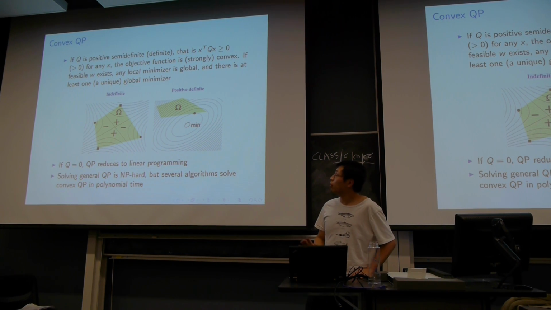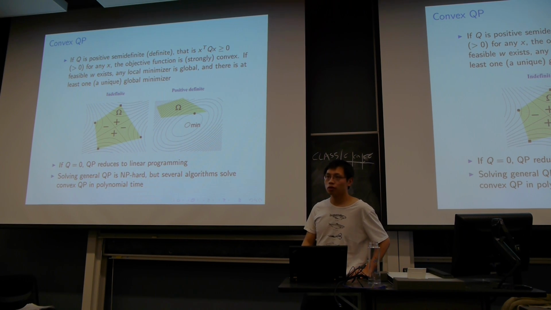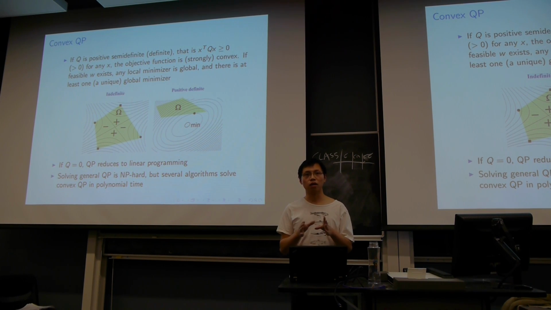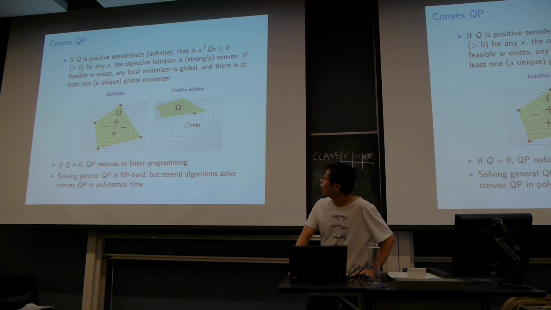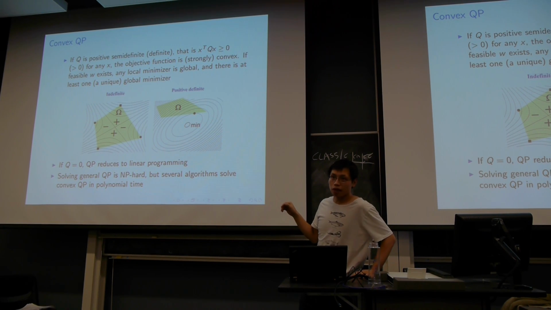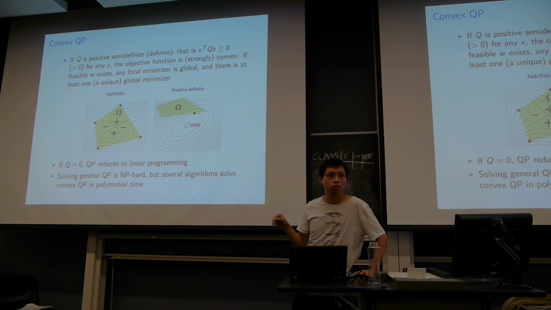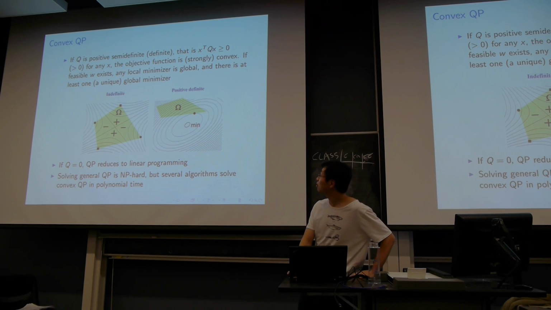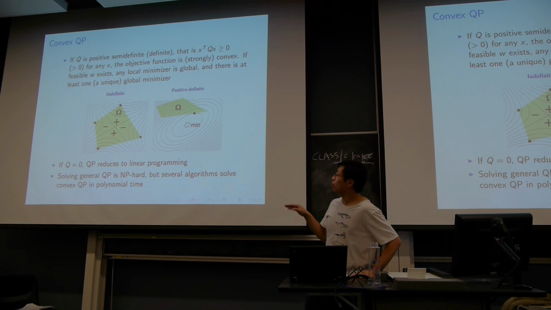So here, if Q is positive semi-definite, that means for any vector x, x transpose Q x is larger than or equal to 0. It's a generalization of a nonnegative scalar to the vector space. Then the objective function is convex. That means if any feasible w exists, any local minimizer is also a global minimizer, because it is convex, and there is at least one global minimizer. It makes sense.